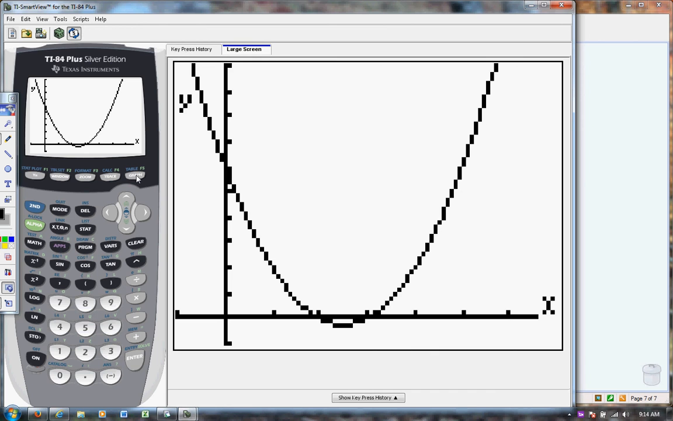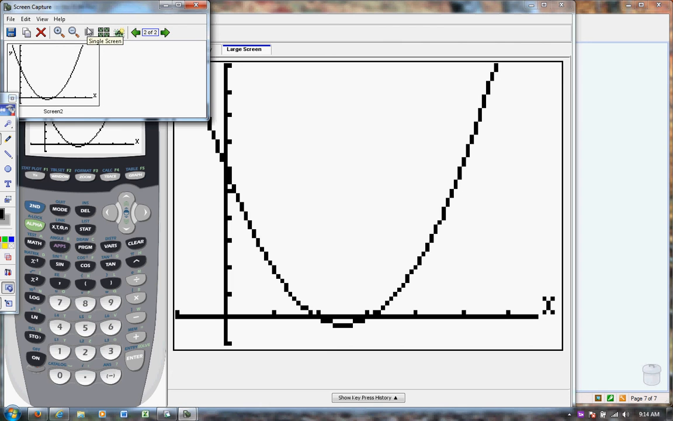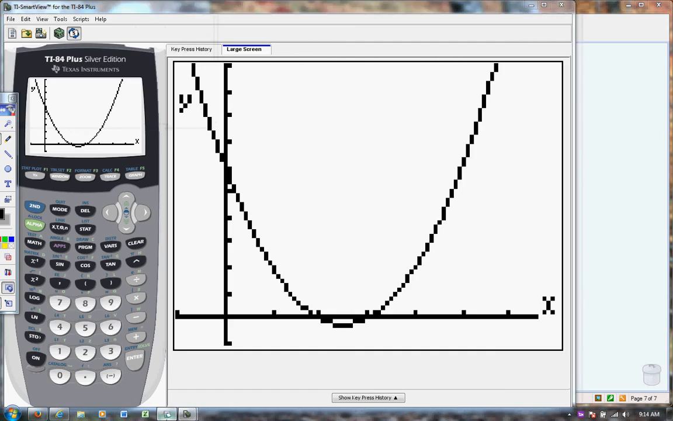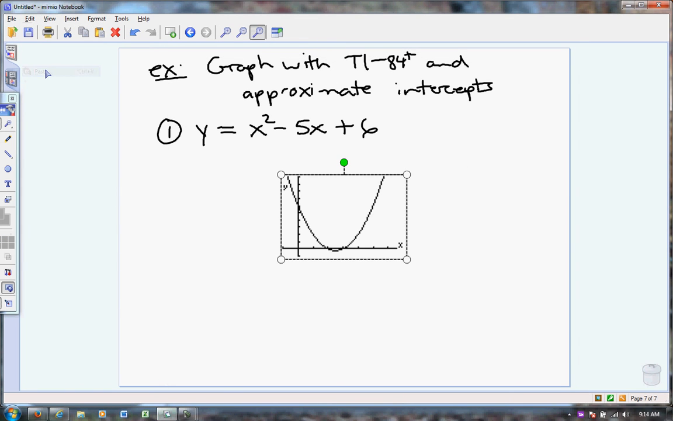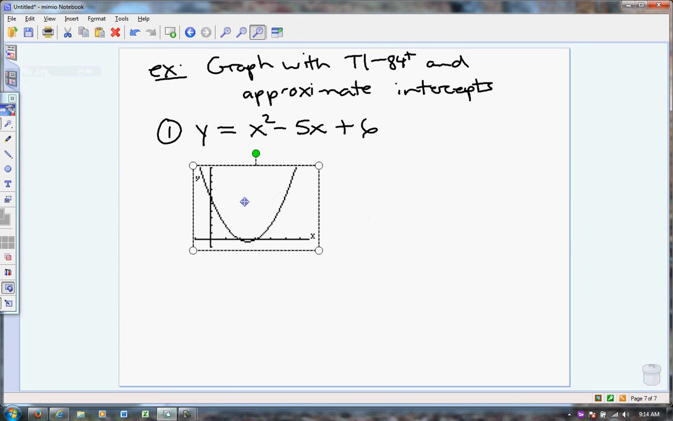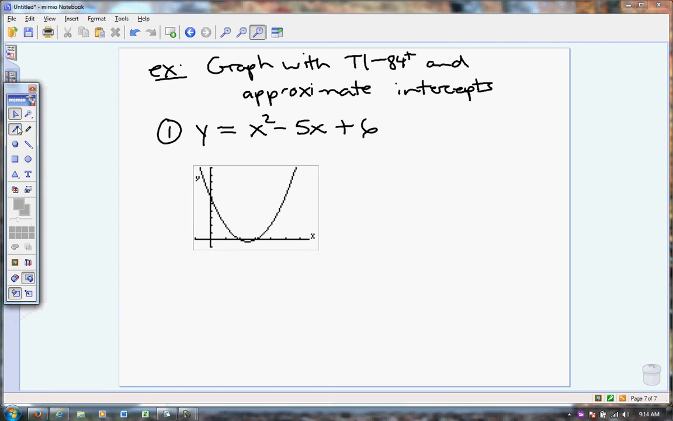So there's our graph. Let me get this into a place where I can write on it. When we talk about finding intercepts on this graph, we are looking for, first off, the x-intercepts. Those will always be most important. The x-intercepts are these places right here where it crosses the x-axis. The y-intercept is this place right here.